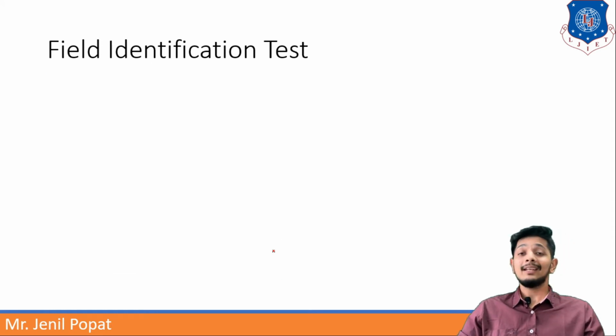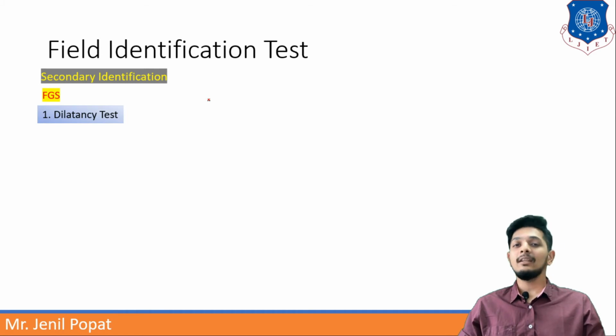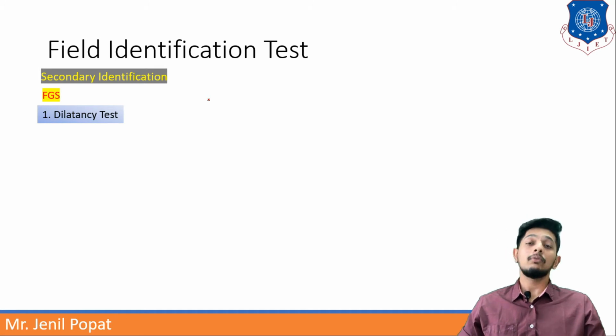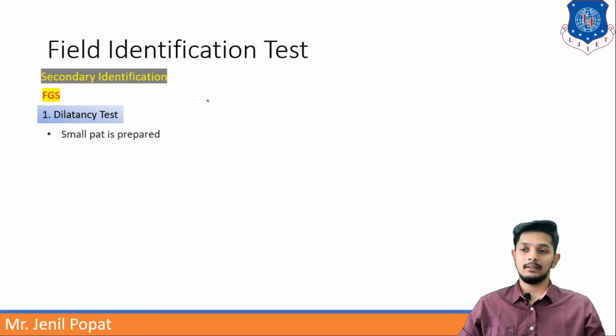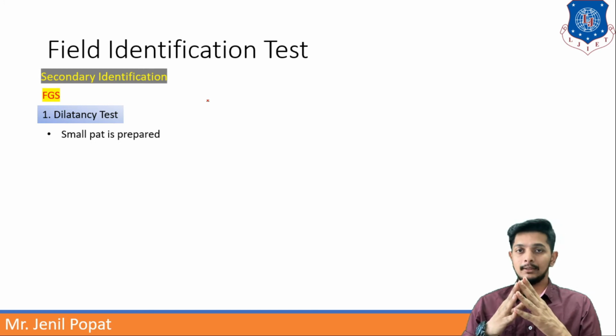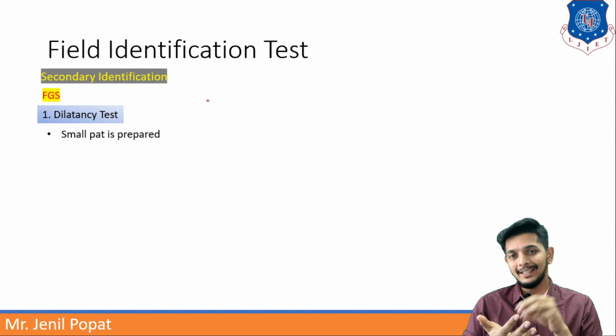Moving to the next secondary classification, that is FGS. When it is a fine grained soil, it will be finer than coarse, right? So for that, 4 tests are done. Basically, the first test is the dilatancy test. In that, a small pat is prepared. Small pat means a small amount of soil should be taken in the hand.